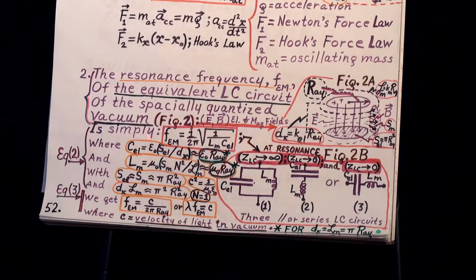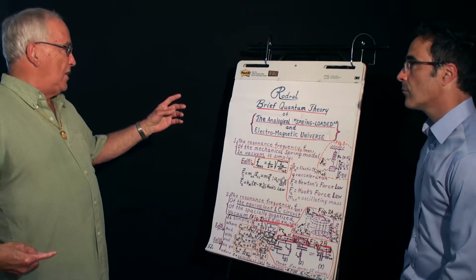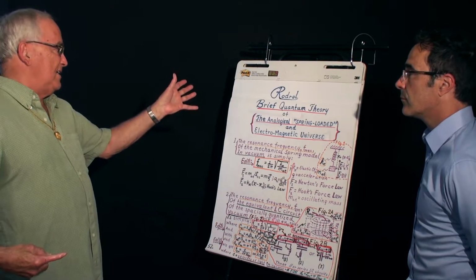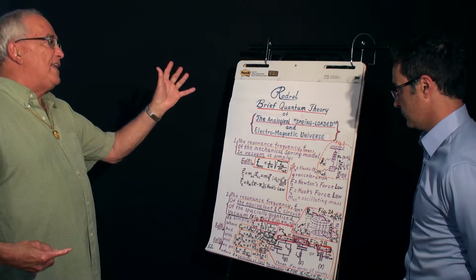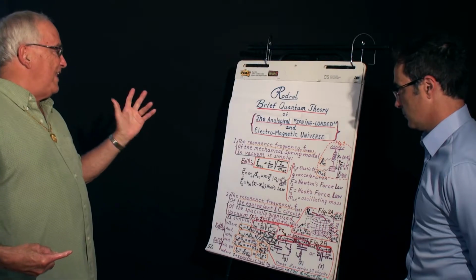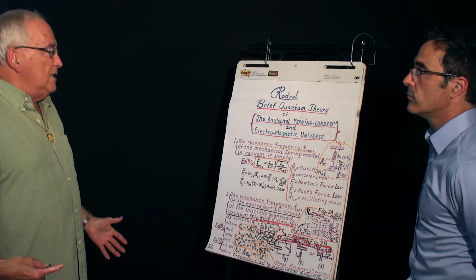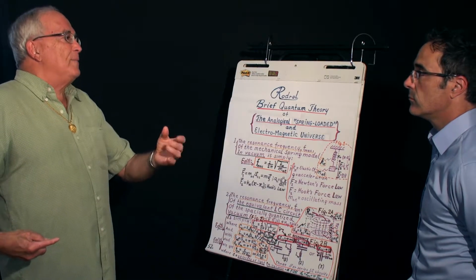So the resonance frequency of this circuit is simply 1 divided by 2 pi square root of 1 over L, the inductance of vacuum, multiplied by the capacitance of vacuum. Remember when I talk about the complex impedance, capacitive and inductive? So these two operate in opposite ways. So there is no resistance, and at that resonance frequency, it's oscillating forever.